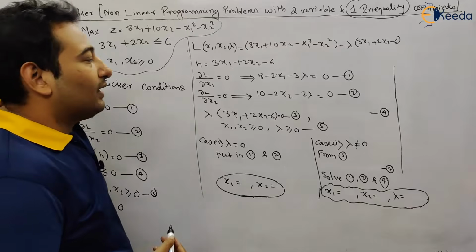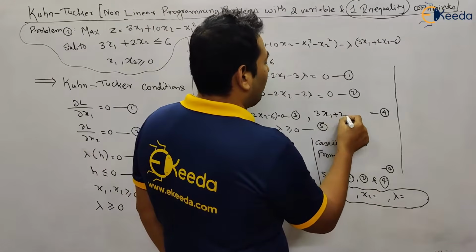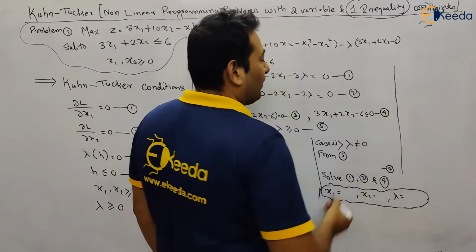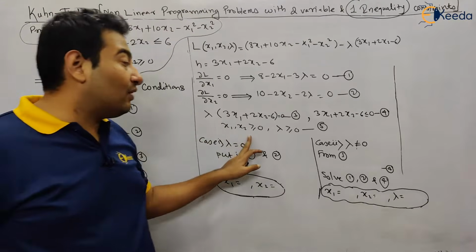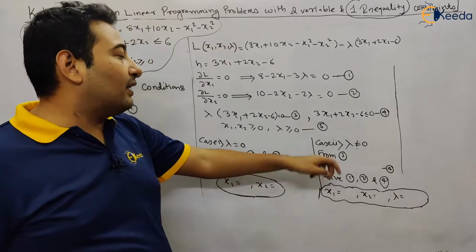Next, constraint less than equal to 0. So 3x1 plus 2x2 minus 6 less than equal to 0. This is equation number 4. And finally x1, x2 greater than equal to 0. Since the problem is a maximization, lambda is greater than equal to 0.